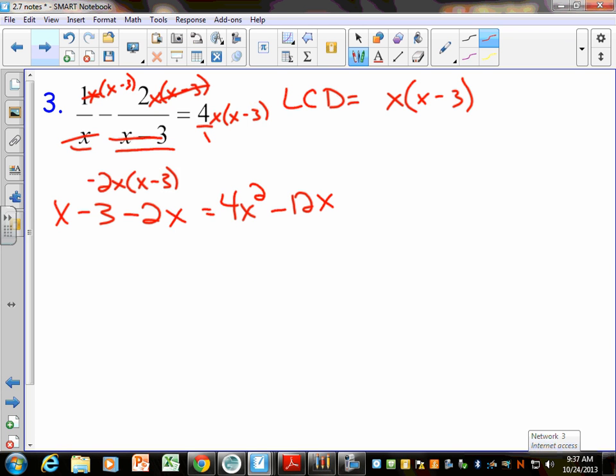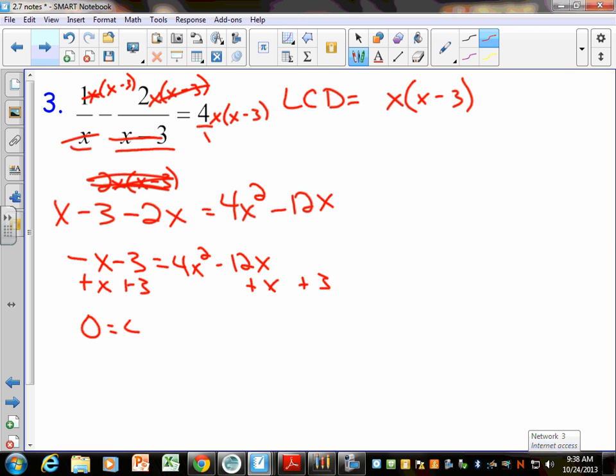She was asking, up here, do I have to keep this separate from this? Once you get rid of a fraction, you can just combine like terms. So you really just have negative x minus 3 equals 4x squared minus 12x. So I can add x, I can add 3, and I get 4x squared minus 11x plus 3. You with me on that?